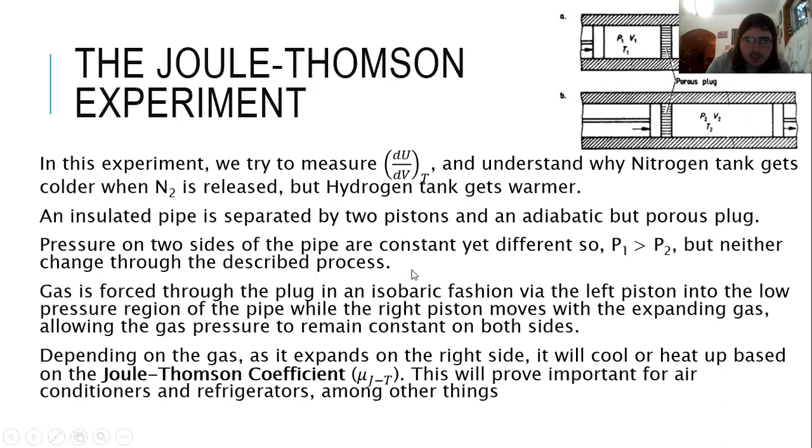Now, depending on the gas, as it expands on the right side, it will either heat up or cool down based on what we call the Joule-Thomson coefficient, or mu JT. This is the same idea used for air conditioners and refrigerators: as we allow compressed air to expand, a lot of the air will cool down. This cool air can then absorb heat from a system. We move the air out and then recompress it, and thus we absorb a bunch of heat from a region.